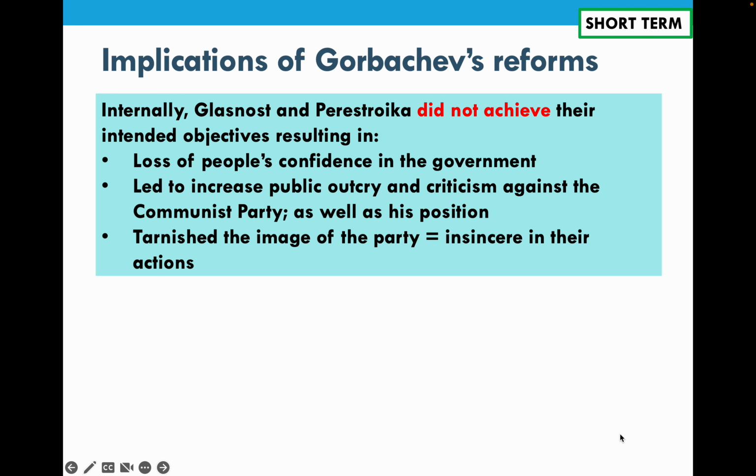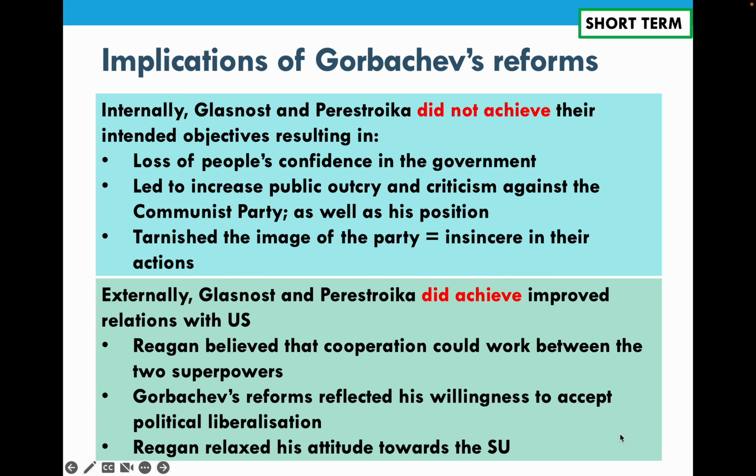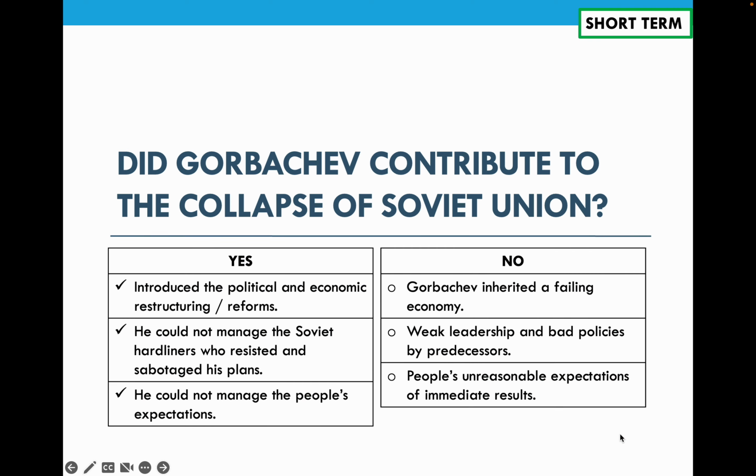So internally, glasnost and perestroika did not achieve their aims. Instead, it led to people losing confidence in the government. It increased public outcry and criticism against the Communist Party as well as Gorbachev himself, and also tarnished the image of the party because they were very insincere in their actions. But externally, it actually improved relations with the US because now Reagan believed that this USSR is different from the USSR that I used to know. He wanted to work together more, and Gorbachev's reform actually reflected his willingness to accept political liberalization. So at this point, Reagan started to relax his attitude towards the Soviet Union.